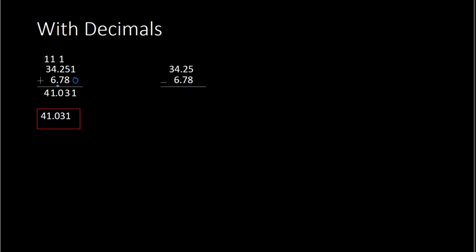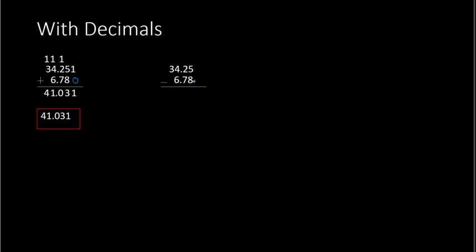For subtraction, we have 34.25 minus 6.78. So here everything is lined up already. The decimal point is in a row right here. And then notice we also do have the same number of digits past the decimal point. So that's good as well. So I can begin subtracting.